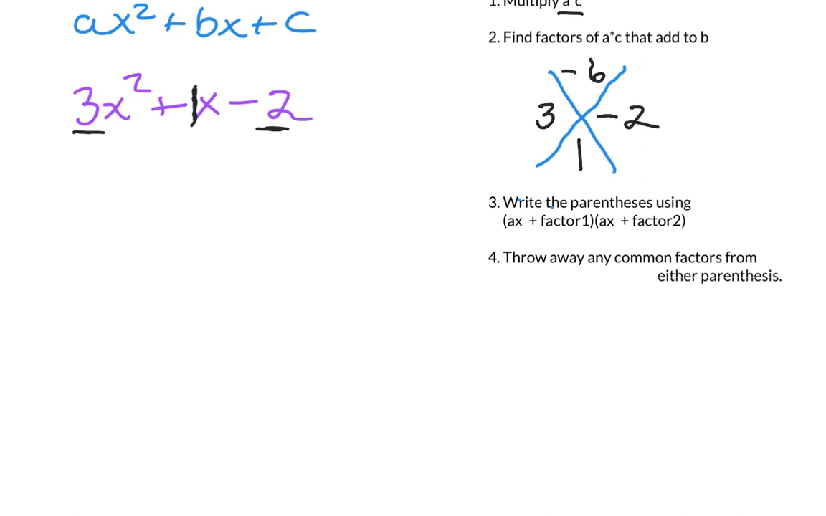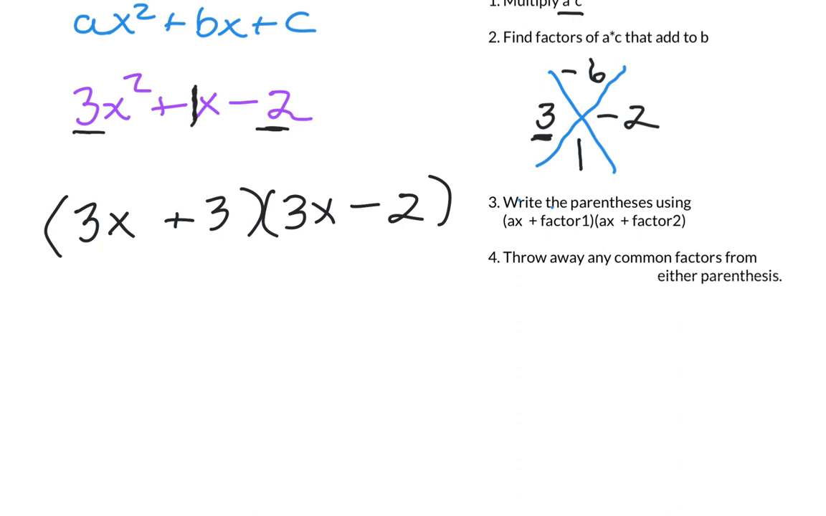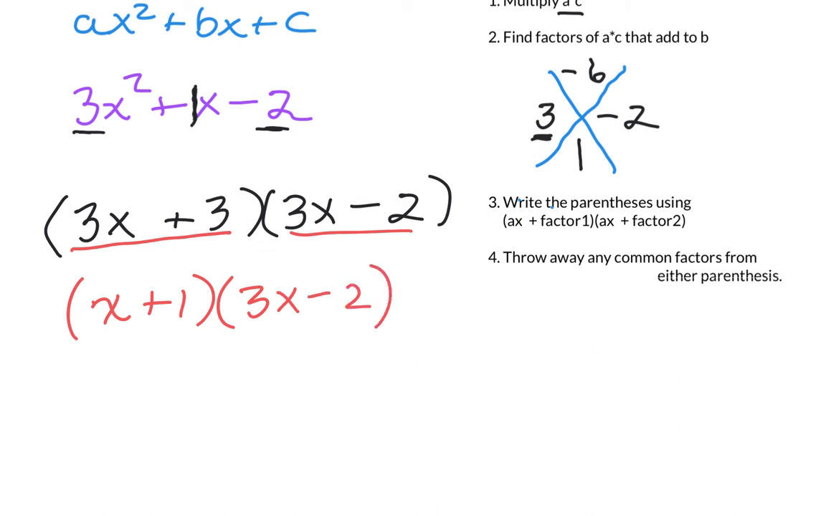And I'm going to write out my parentheses, 3x and 3x. And again, I'm using that 3x too many times, but it's all going to work out for me when I throw away the common factor. 3x plus 3, 3x minus 2. And again, I'm not quite there because I want to throw away any common factors that I have. These two numbers have a common factor of 3. If I divide by 3, I just get left with 1x plus 1. No common factors over here, so 3x minus 2, and there's my answer.